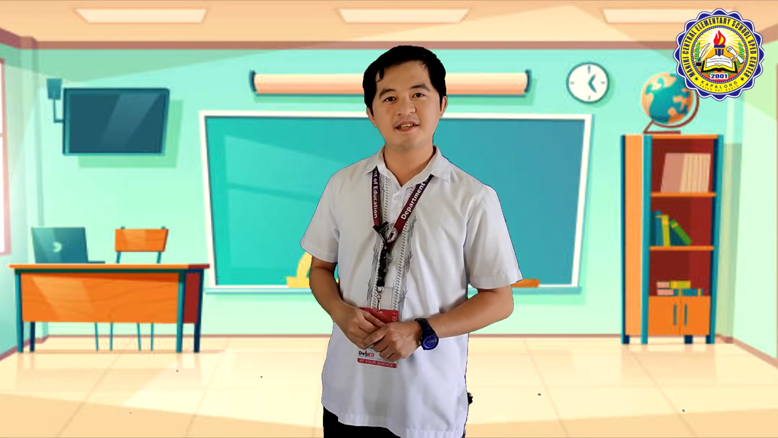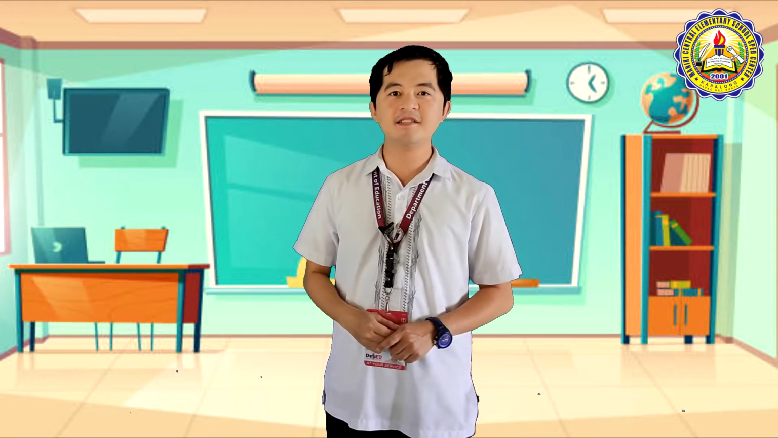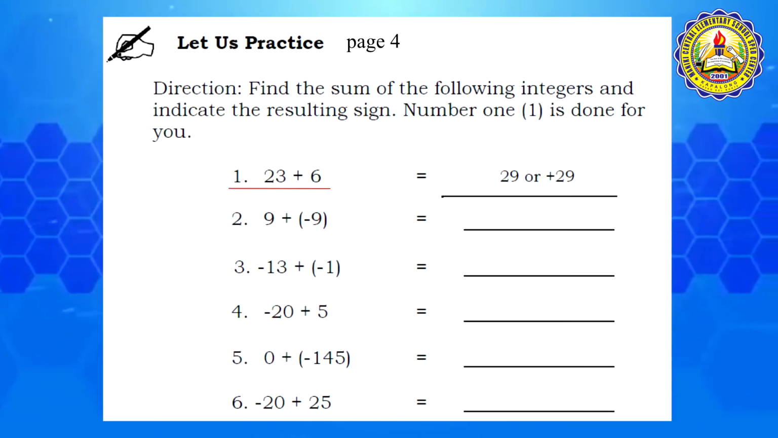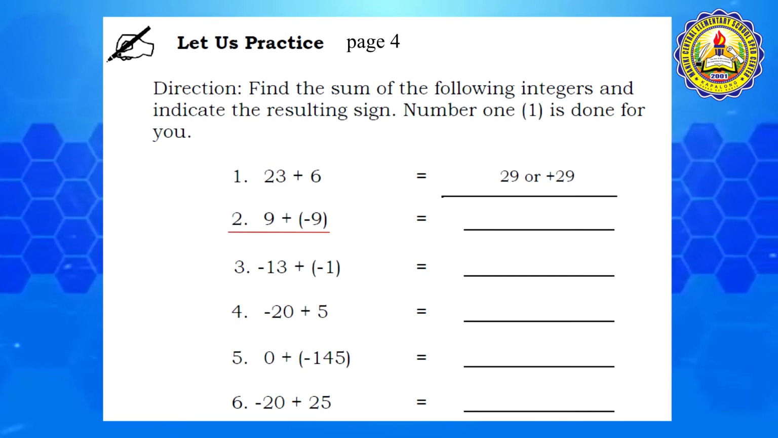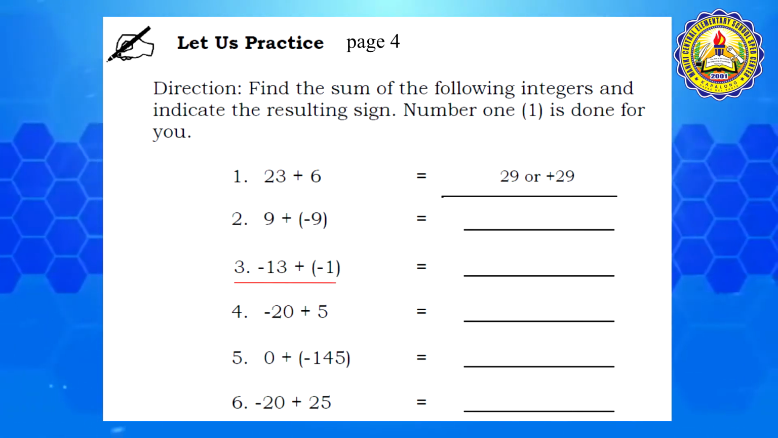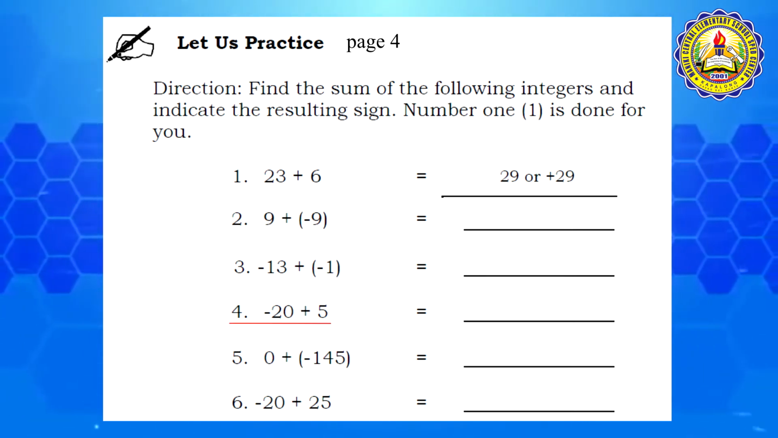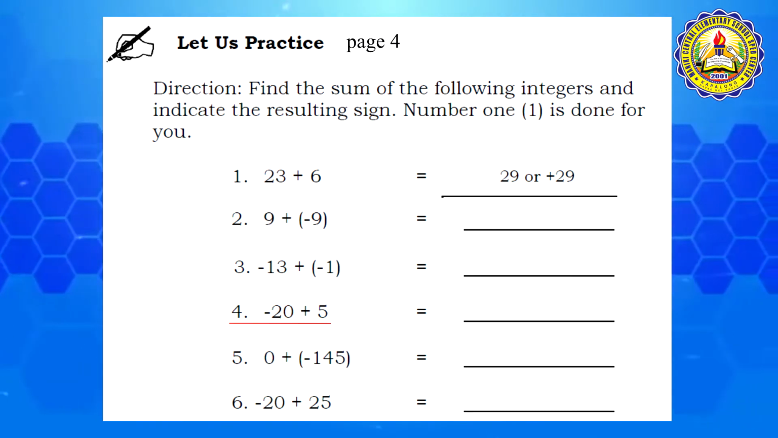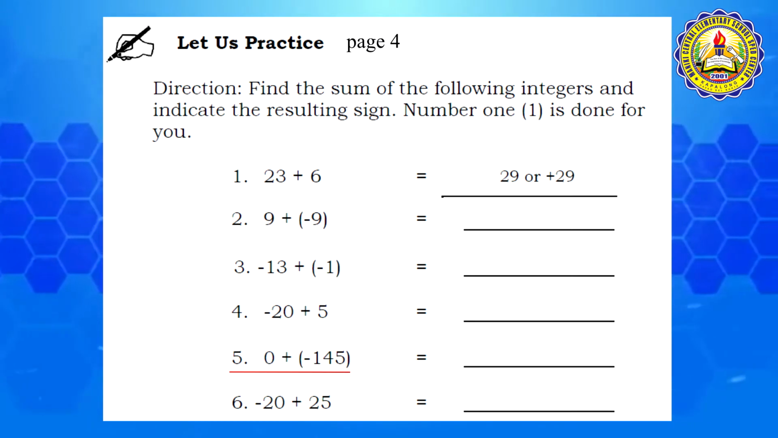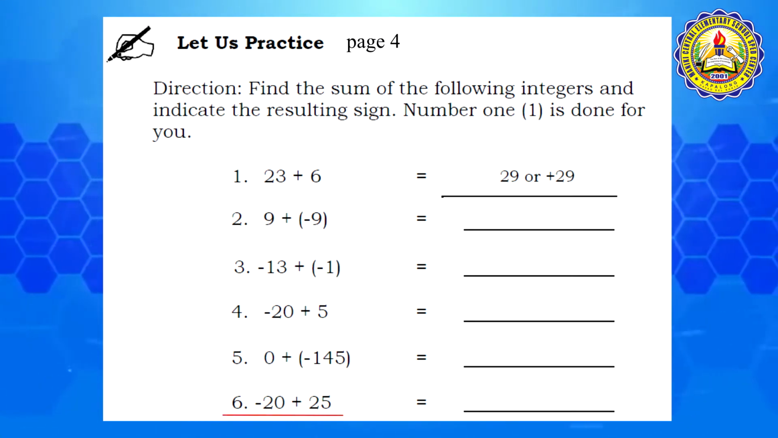Let us practice. Direction: Find the sum of the integers and indicate its resulting sign. Number 1. 23 plus 6. 2. 9 plus negative 9. 3. Negative 13 plus negative 1. 4. Negative 20 plus 5. 5. 0 plus negative 145. 6. Negative 20 plus 25.